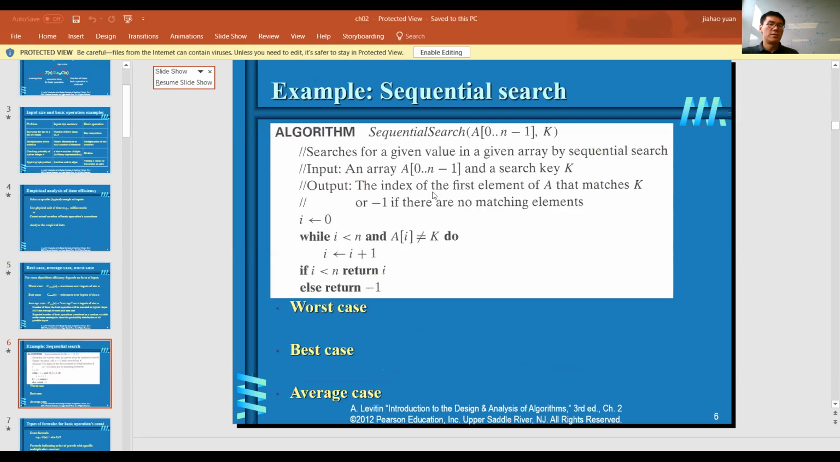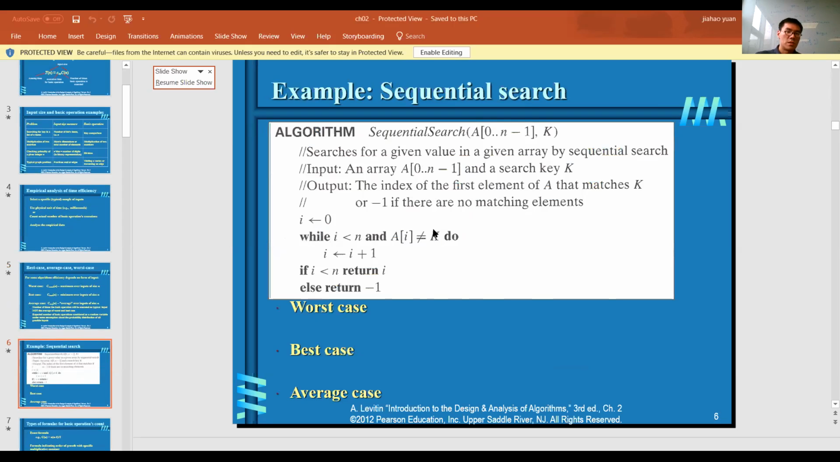Example, sequential search. Here we have the simplest algorithm of searching for a key in an array. I could just assume you have done reading it. It's quite simple. You have i, which is set to 0, and while i is smaller than the length of the array, and the item kept in that position doesn't equal the key you're looking for, then keep going. So traverse the list.